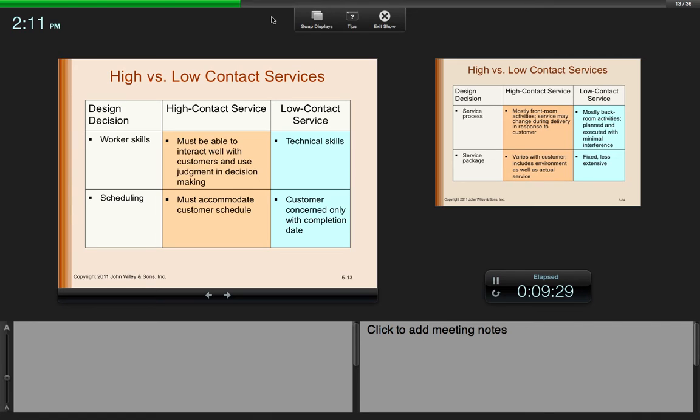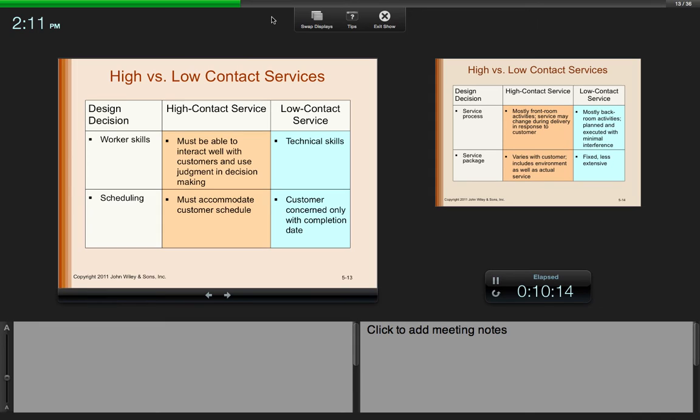When you get into it from a skill perspective, you'll also see worker skills, scheduling, and then the different packages. So if I am going into the Apple store, I'm going to want someone who not only knows how to service the Apple products, but also how to sell them. It needs to be someone who is essentially strong and customer-facing. If I have a low-contact service, where perhaps I'm getting my computer rebuilt, I'll take it to Best Buy, and they have the Geek Squad there, and I hand it over, and they're not there trying to upsell me on services, they're there just for their technical skills.